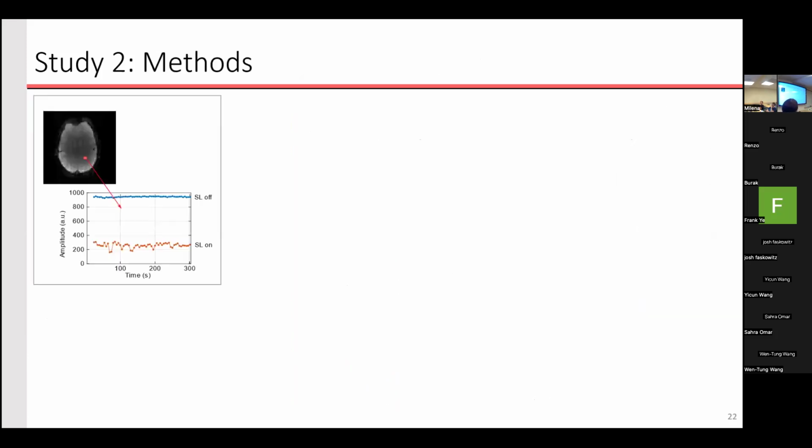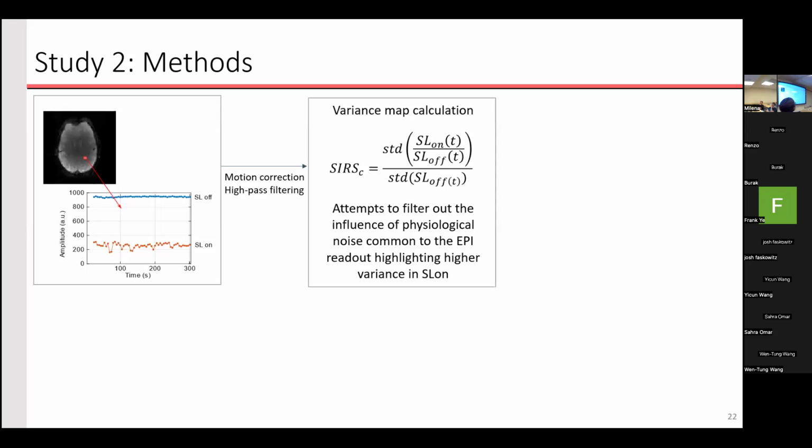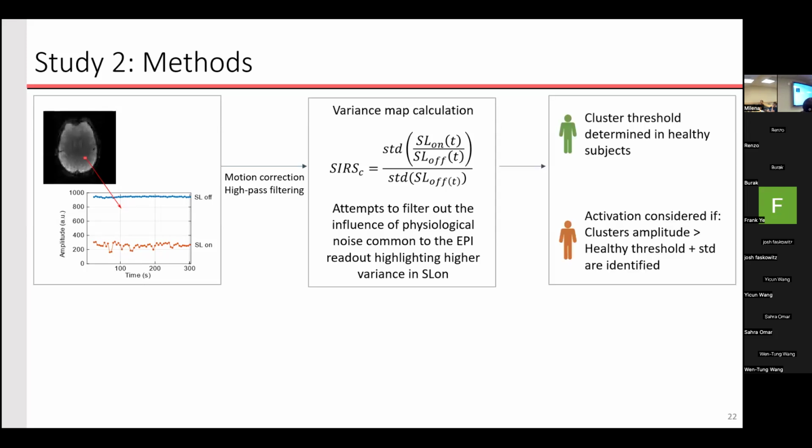So we have the two signals as a function of time. We do the same post-processing, but then we calculate a variance map. Here we don't have a frequency of stimulation to target, so we cannot directly do a Fourier transform of anything, but we can still calculate the SPD of the two signals and penalize whatever deviation we had in the spin lock off. So in the API for slow variations, for example.